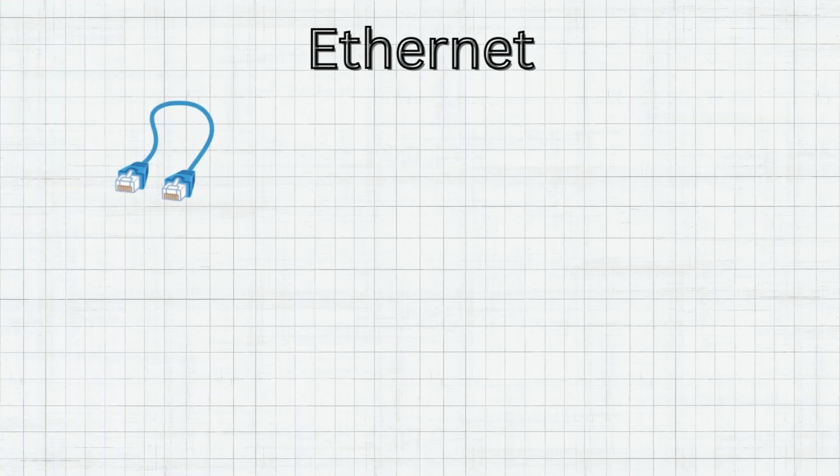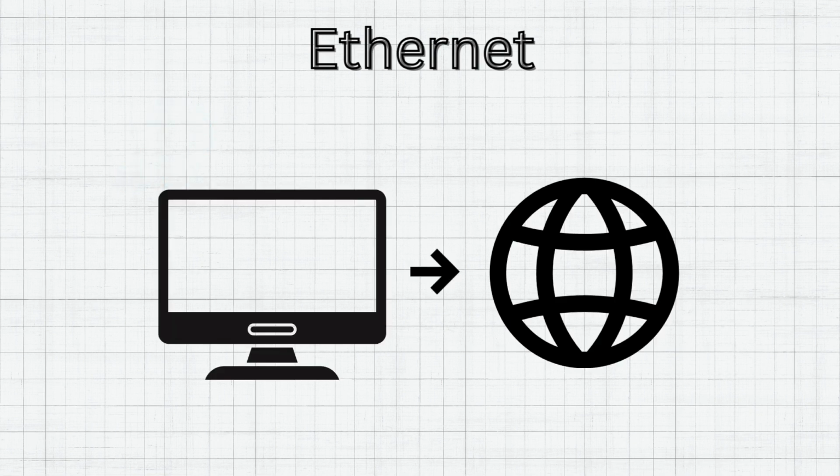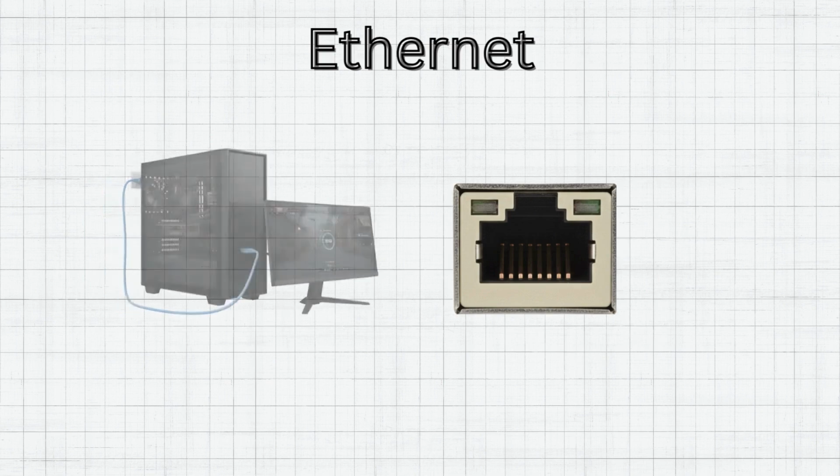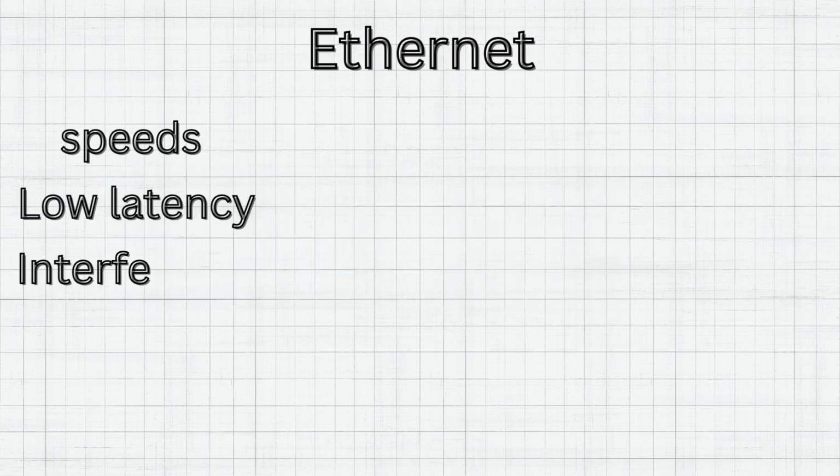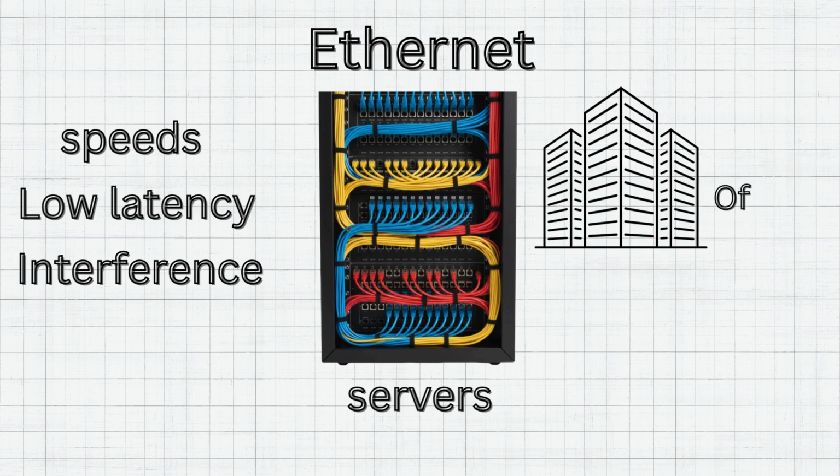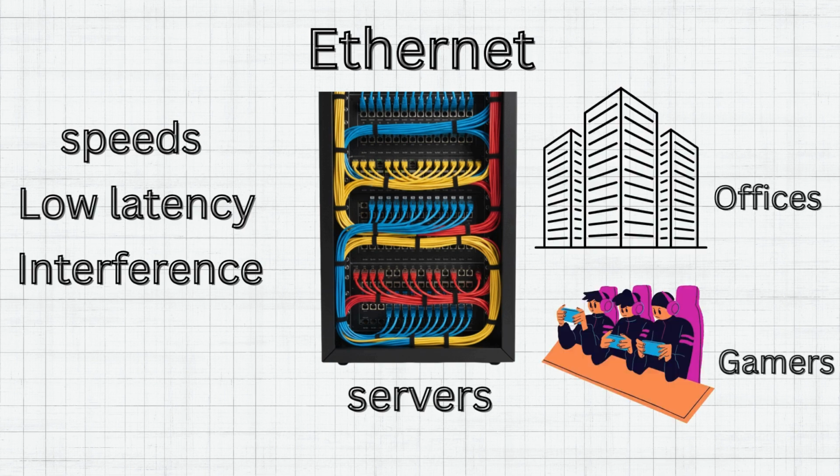Ethernet. Ethernet is the most stable way to connect a computer to a network. Unlike Wi-Fi, Ethernet provides consistent speeds, low latency, and minimal interference. This is why servers, offices, and competitive gamers still rely on it.